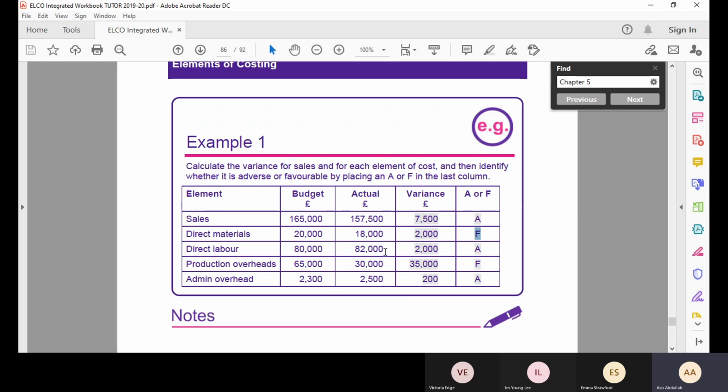Excuse me. So it means we spent 2,000 extra. It is adverse. I remember once I went for a job interview and they gave me an example like this one. They said, for example, labor here is obviously you spending 2,000 extra. Why? What is the reason causing you to spend 2,000 pounds extra compared to what you budgeted?